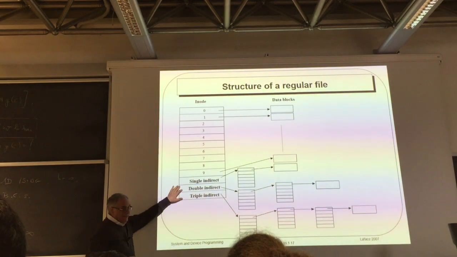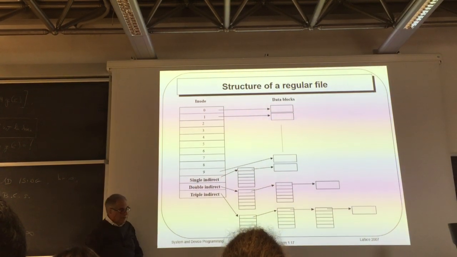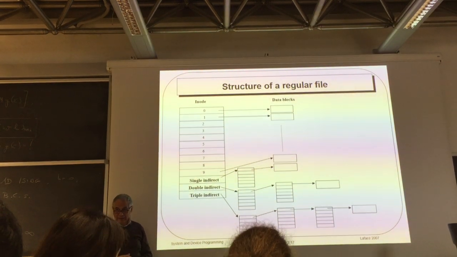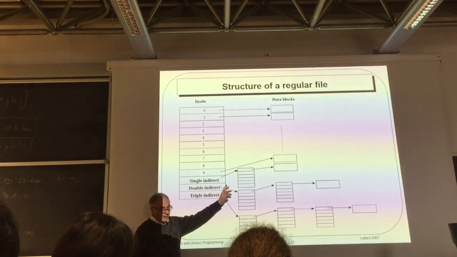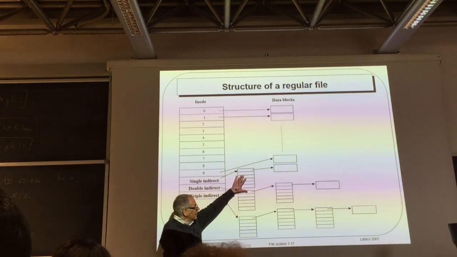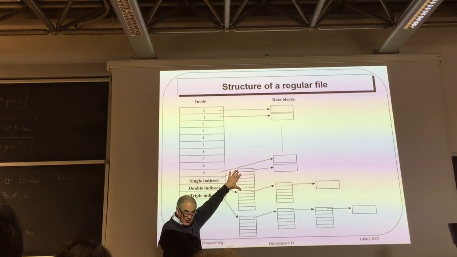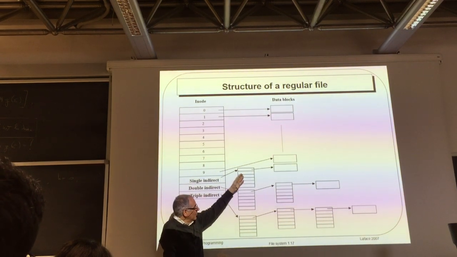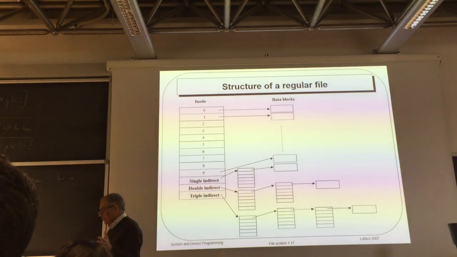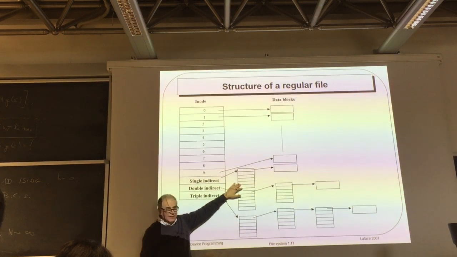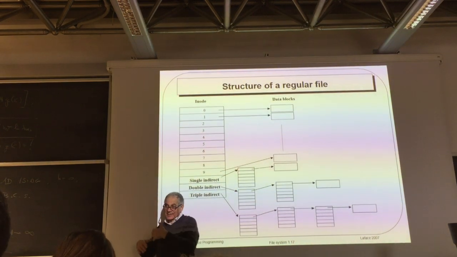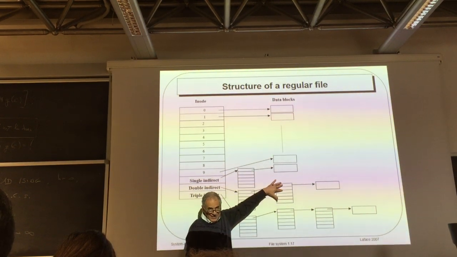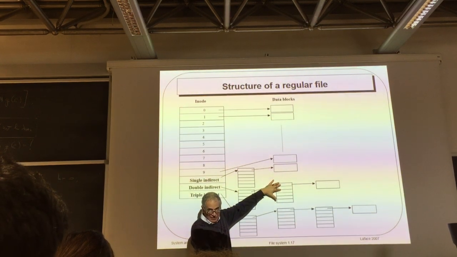The pointer number 10, the index here, doesn't point directly to a data block, but is a single indirect index. It means that it points to an index block. So, since you have, say, 1 kilobyte block, you divide by 4, and you have 256 accesses to another 256 data blocks.